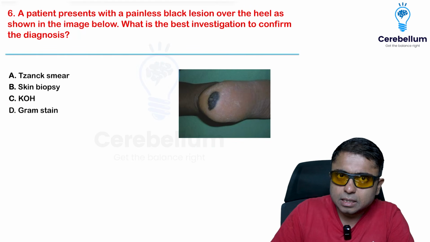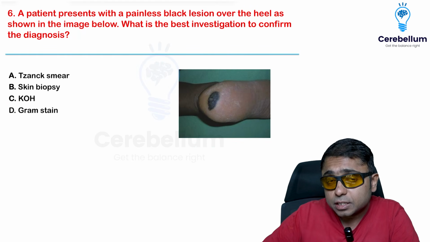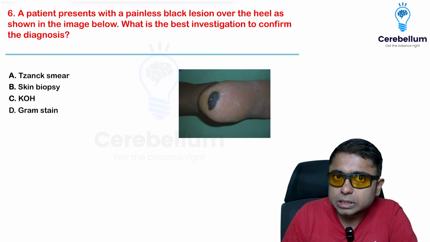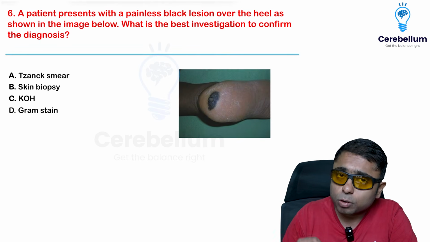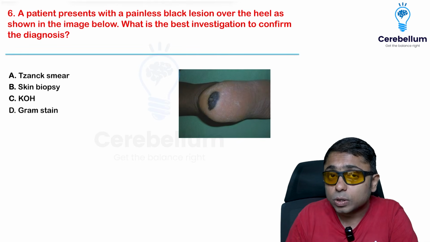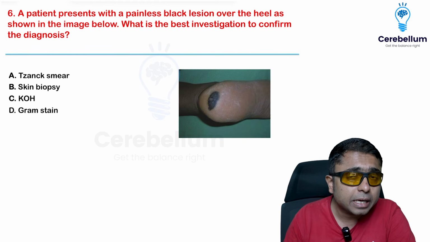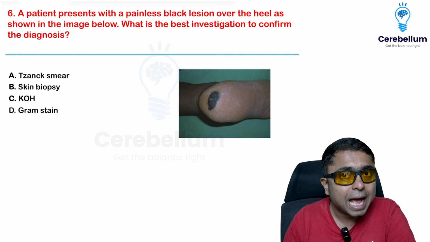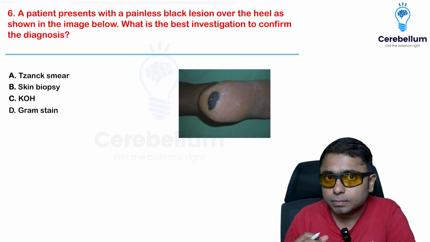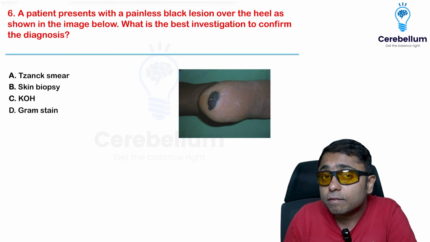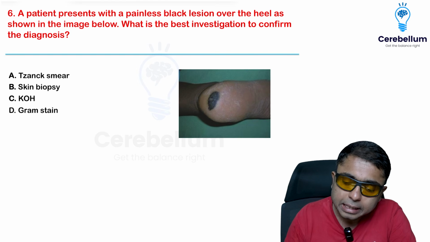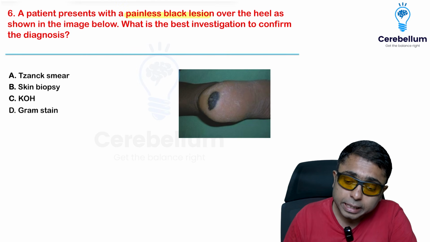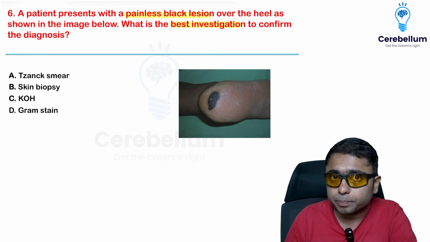Okay. Next, this is the question which is actually an extended version of the previous year question. Previously, melanoma was given in the question, and they asked what is the most common type of melanoma in the Indian subpopulation or dark skinned individuals. And the answer for that question was acral lentiginous melanoma. Now they have given you the picture of acral lentiginous melanoma, and they are asking, if there is this painless black lesion, what is the investigation which you are going to perform to confirm the diagnosis.